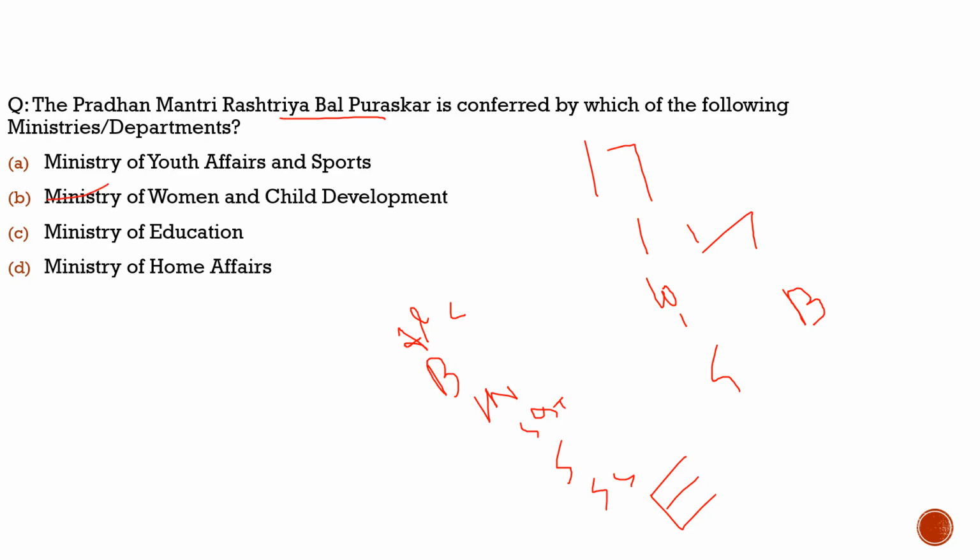So this ministry is responsible for giving this award to these children who have done extraordinary work in art and culture, bravery, innovation, science and technology, social services, sports, and environment. So these are the seven sectors in which this award is given. With respect to this, I hope you have understood the basic idea about the Pradhan Mantri Rashtriya Bal Puraskar. Why are we discussing this?